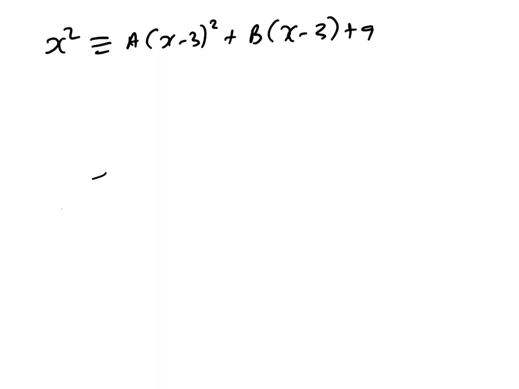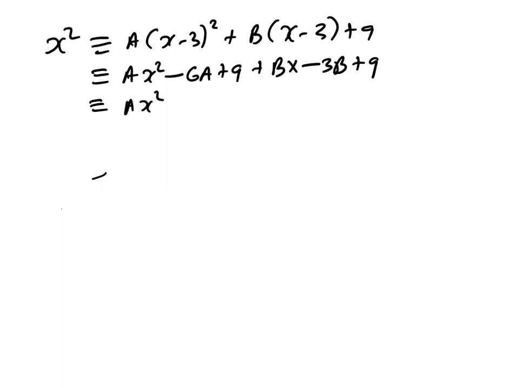To get the values of A and B, the easiest way is to look at x squared being equivalent to A into x minus 3 squared plus B into x minus 3, now plus 9. Let's expand out, and we have this is equivalent to Ax squared minus 6Ax plus 9A plus Bx minus 3B then plus 9. So this will still be equivalent to Ax squared then plus (B minus 6A) into x, then minus 3B, then plus 9A.